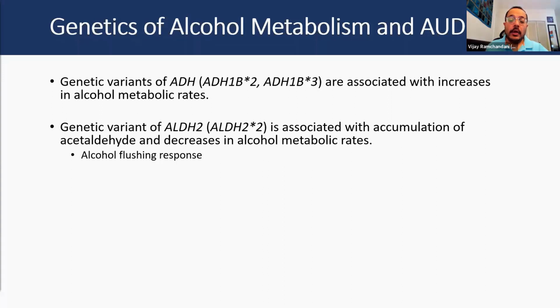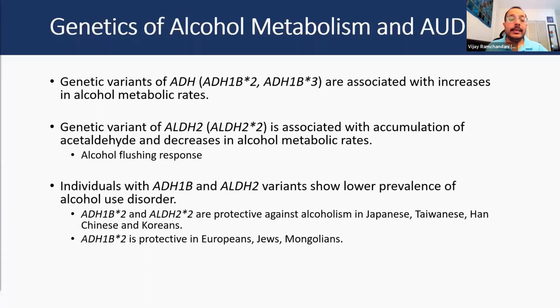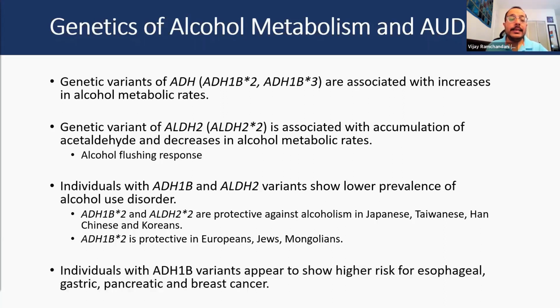But beyond the effects on alcohol metabolism and this flushing response, there might also be long-term consequences. And in fact, studies have shown that individuals who carry the ADH1B and ALDH2 variants actually show a lower prevalence of alcohol use disorder, which is understandable given that alcohol produces this aversive response when people drink, this flushing response, and as a result, these individuals' drinking is much reduced and their risk of alcohol problems is also much reduced. But interestingly, what has been found is that individuals with the ADH1B variation in particular seem to show higher risk for cancer, and that is thought to be again related to the generation of acetaldehyde and other byproducts, and in particular risk for esophageal, gastric, pancreatic, and breast cancer seems to be increased.